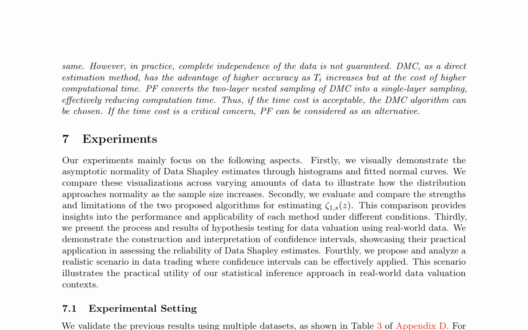Firstly, it visually demonstrates the asymptotic normality of Data Shapley estimates through histograms and fitted normal curves, showcasing how the distribution approaches normality as the sample size increases. Secondly, it evaluates and compares the strengths and limitations of the DMC and PF algorithms for estimating zeta 1, S, Z, providing insights into their performance and applicability under different conditions.